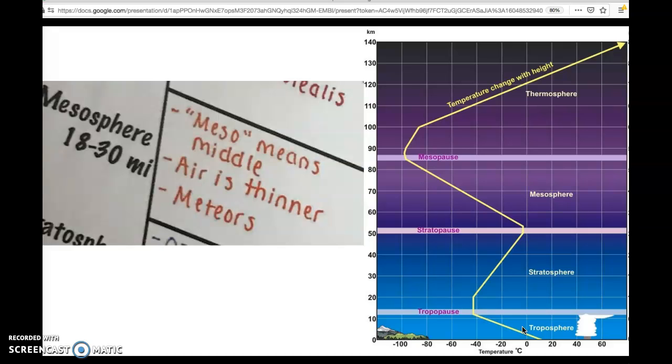This is where meteors are burned up. So if anything were to try and enter the Earth's atmosphere, it would burn up by the mesosphere as long as it is small. There's not too much exciting to say about the mesosphere. Scientists haven't thought too much about it or haven't made very many discoveries, but the important thing to remember here is this is where our meteors burn up.